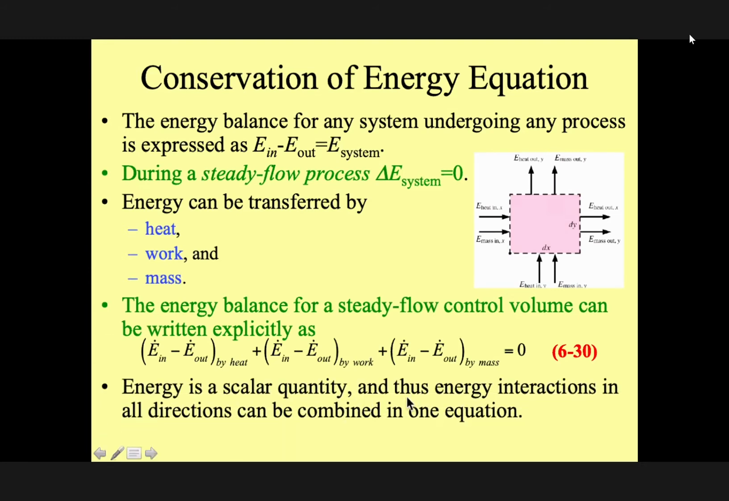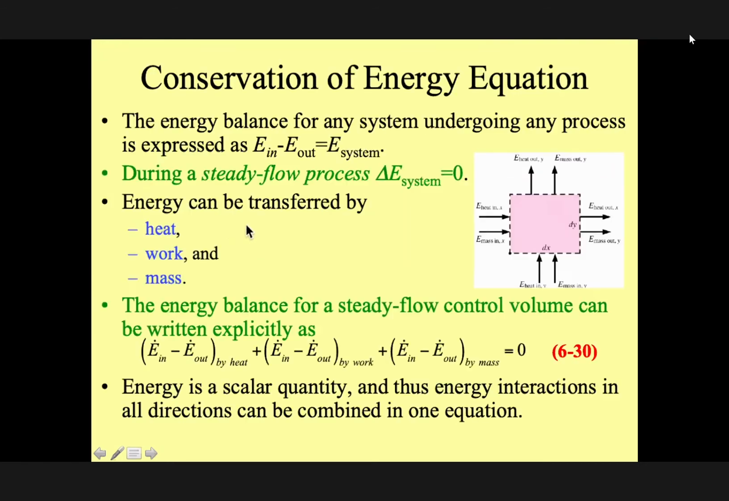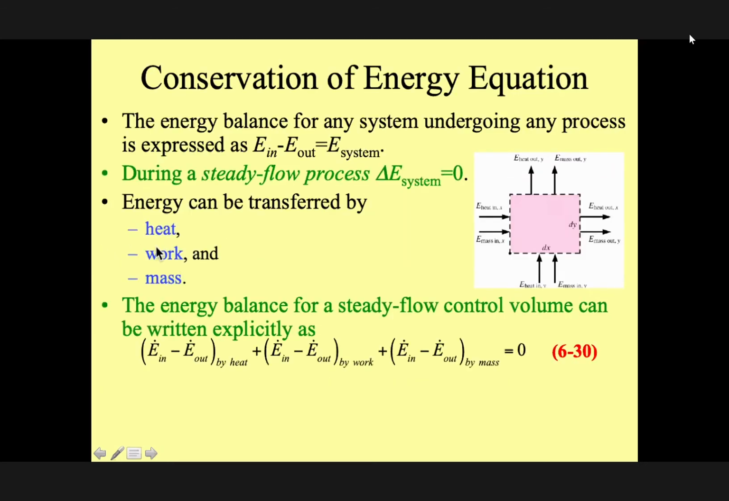Again, energy interaction in all directions can be combined in one equation. Therefore, we're talking about a summation of energy. At this moment, for the energy, there is no direction vector. Therefore, we consider all of them, the energy to this control volume, equal to 0. Look here, as I mentioned, by heat, here by work, by mass, okay?